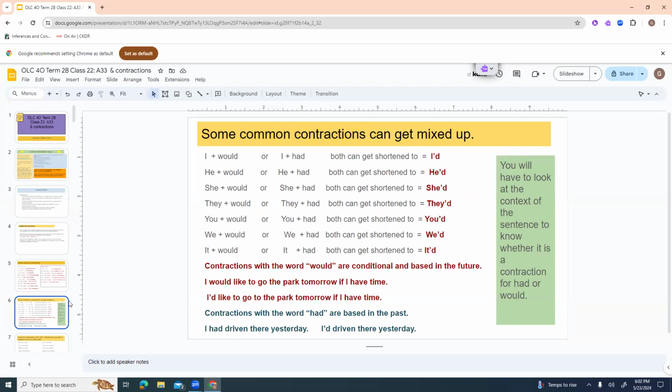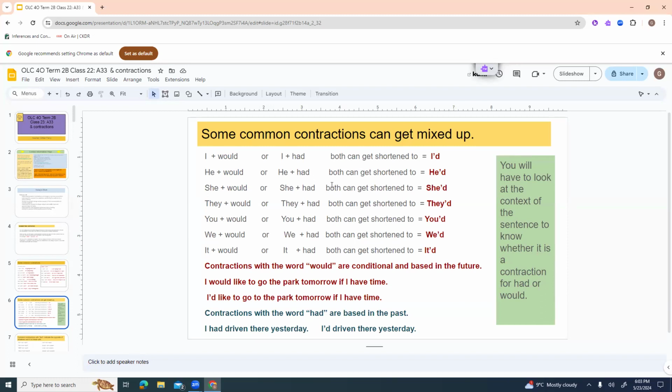Now, sometimes it's easy to confuse some common contractions because there are two sets of words that actually both get shortened into the same contraction. So I would and I had, for both of those, we drop all the letters but the D. So they both get shortened into I'd. So you have to look at the context of the sentence to know whether it's a contraction for had, like I've done something in the past, or would, like you might do something in the future, right? So you have to kind of think about the context of the words. So then we've got he would or he had, both which get shortened to he'd.